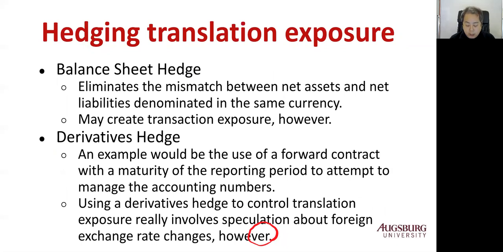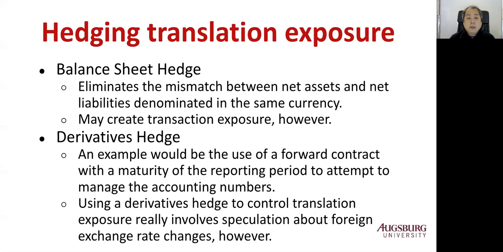So the other way is they can use derivative securities. They may use a forward contract with a maturity of the reporting period to attempt to manage the accounting numbers. And if they use this derivative hedge, then they may not be exposed by transaction exposure, okay?